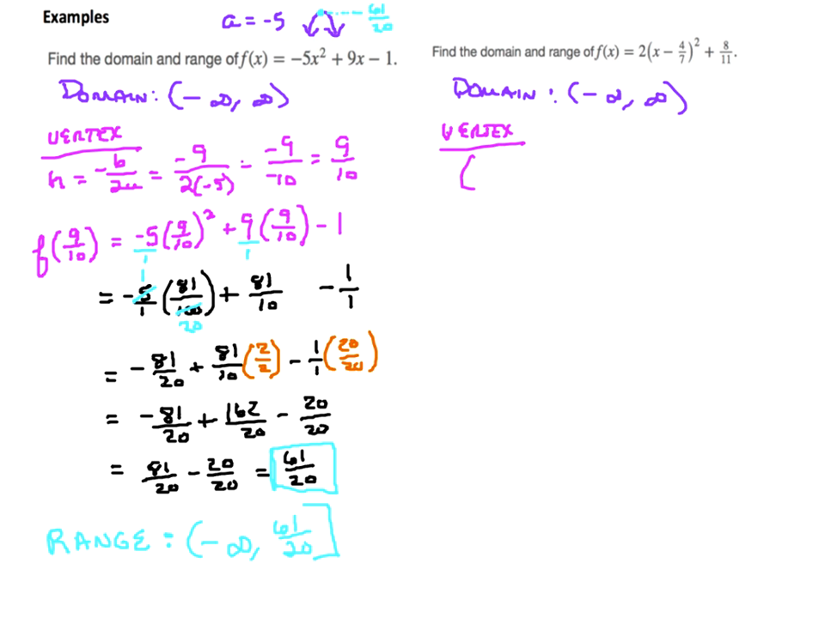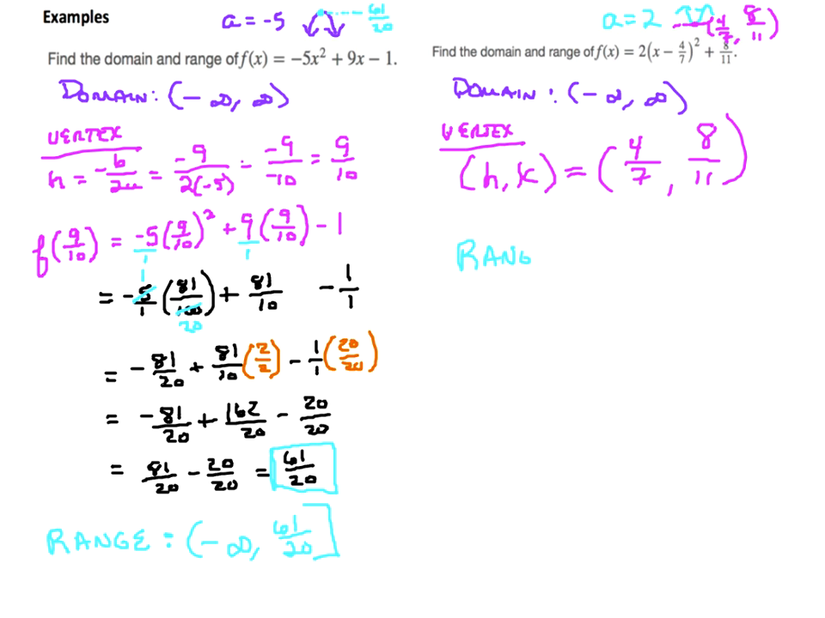Vertex is given in this form by HK, and that is 4/7 and 8/11. Now, the only other thing I need to point out is that I have an A of 2, so this thing opens upward, which means that vertex sits at its minimum, and that is 4/7, 8/11. So it's never going to go below 8/11.